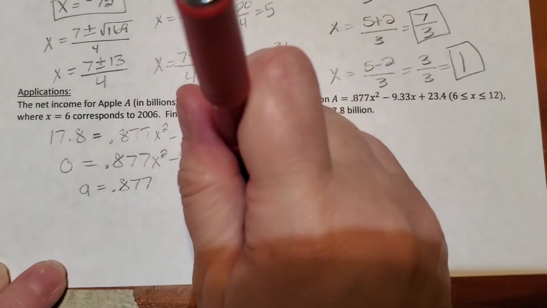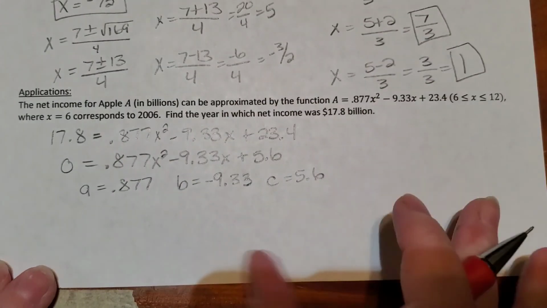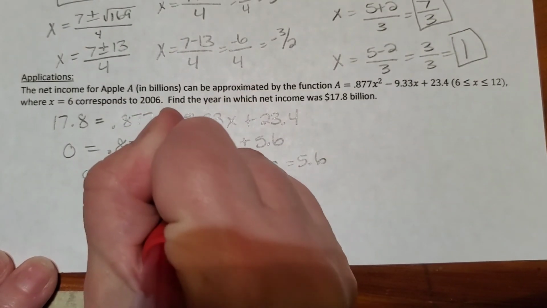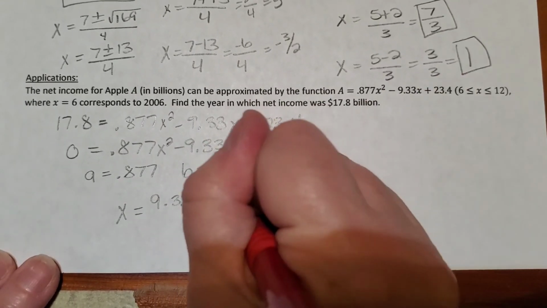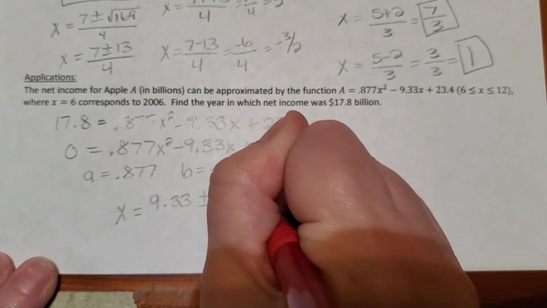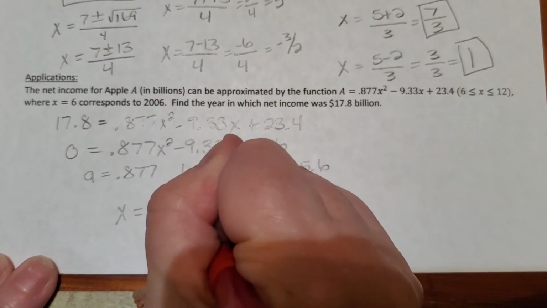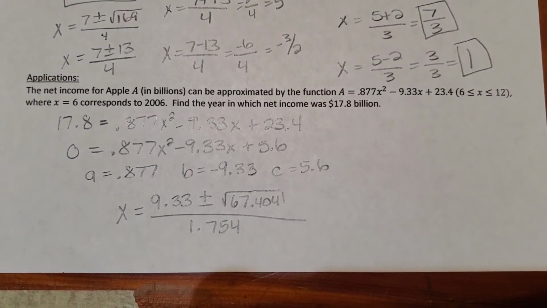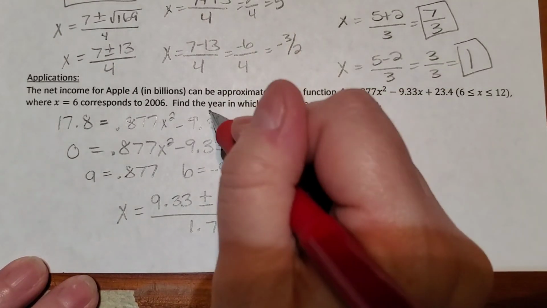I'm going to let you guys plug it into the quadratic formula on your own, just to save a little time here. But when we do, it should simplify to x is equal to 9.33 plus or minus the square root of 67.4041 all over 1.754. Now remember, this is an application, so exact answers probably won't make much sense, especially when we go back and look and notice we're looking for a year.